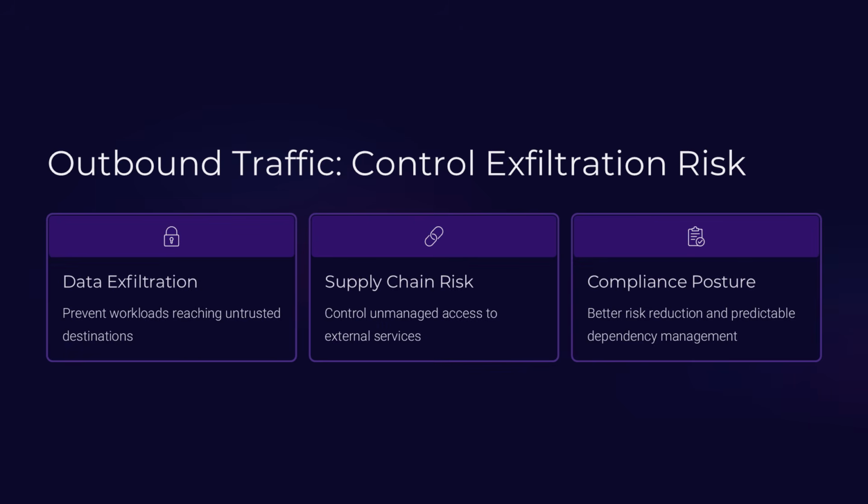With inbound control, you now turn to outbound traffic because outbound is often ignored until an incident happens. Outbound traffic control is where you reduce data exfiltration risk and prevent workloads from reaching untrusted destinations. You also manage dependency risk, such as preventing uncontrolled access to external services that may introduce supply chain exposure. The leadership value is risk reduction and better compliance posture. The architectural value is predictability, because teams cannot silently create hidden internet dependencies that later become fragile points of failure.